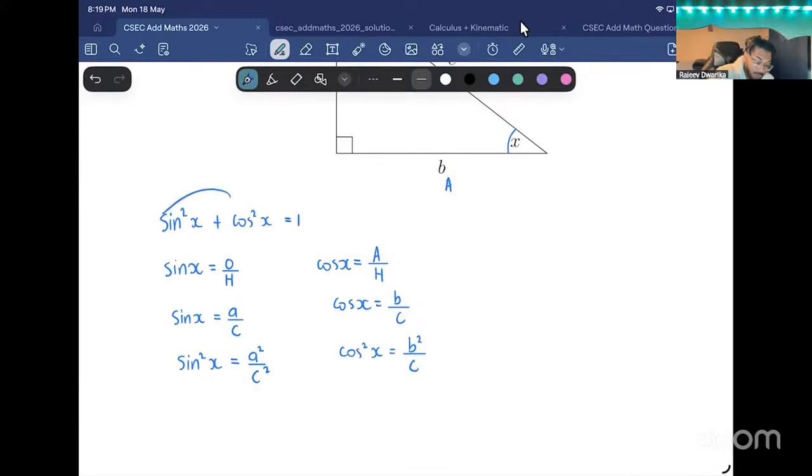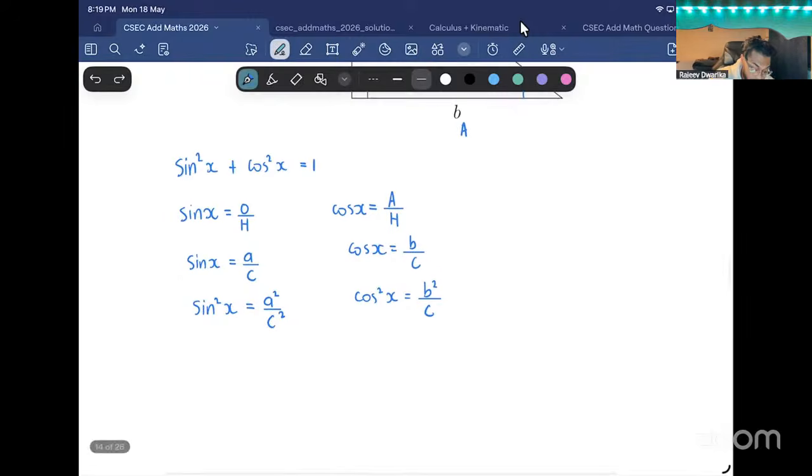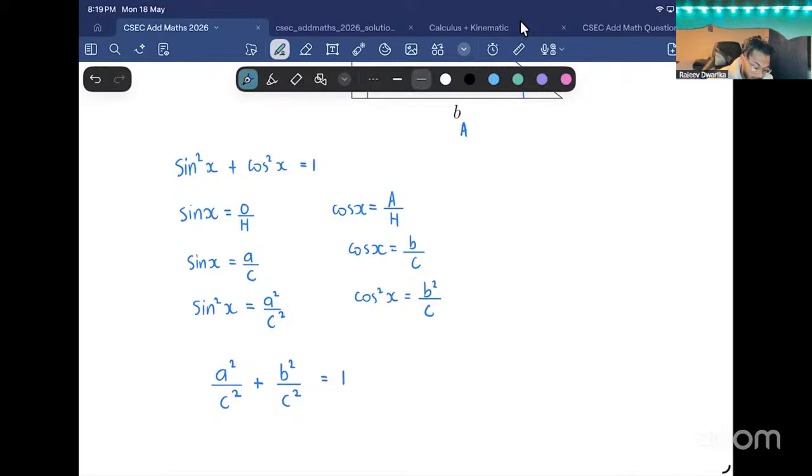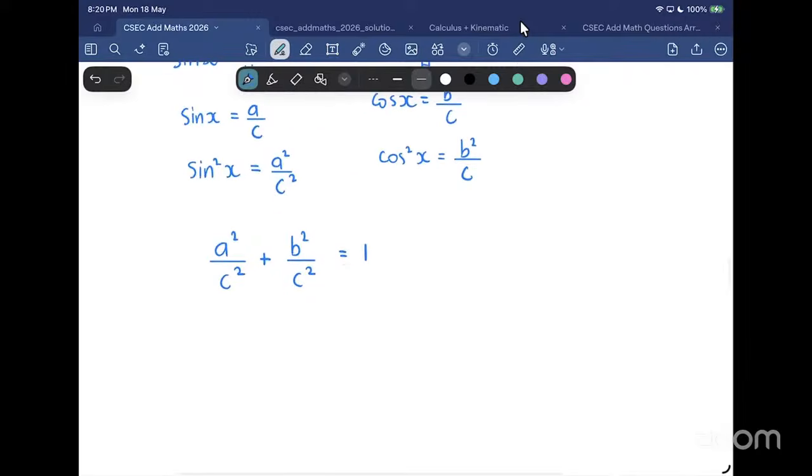And now we're trying to prove that sine squared x plus cos squared x is 1. So I know what sine squared x is. Sine squared x is a squared over c squared. And I'm adding that to what? B squared over C squared. And I'm trying to prove that that is equal to 1, right? Alright, so stay with me.